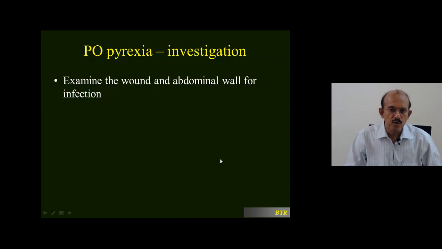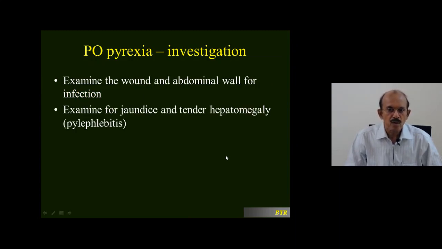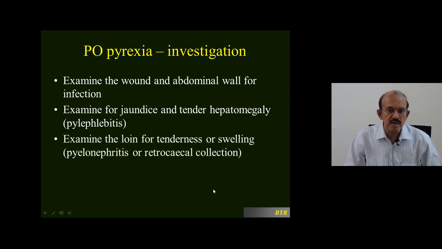First, you examine the wound and abdominal wall for any infection. Examine for jaundice and tender hepatomegaly. That is called pylephlebitis. That means the portal vein radicals are inflamed. That produces jaundice and tender hepatomegaly. That means the infection from the site of appendectomy has spread through the portal vein tributaries into the portal vein.